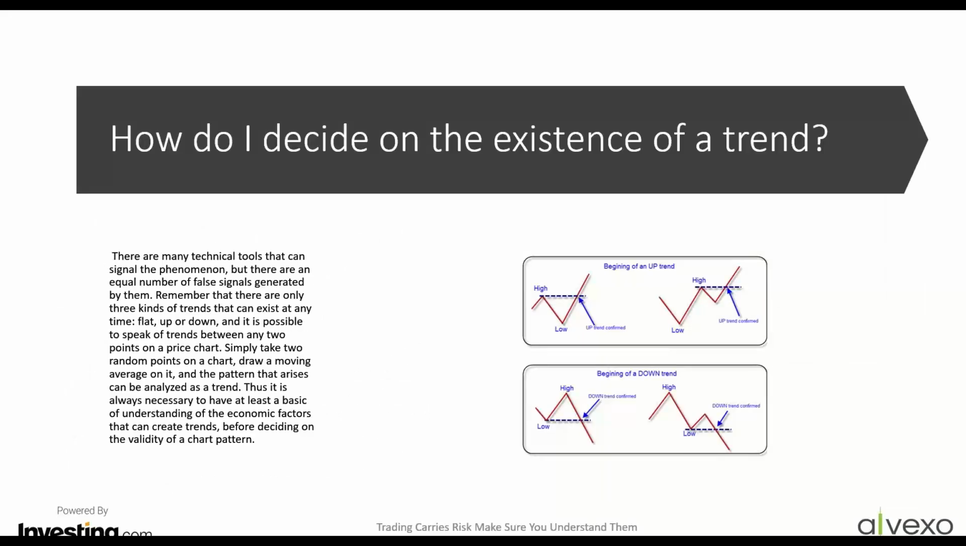So there are many technical tools that can signal the phenomenon, but there are an equal number of false signals generated. So yes, you can use technical tools or technical indicators to tell you a trend is starting. Okay. But with a trend trading strategy, we don't need to be at the beginning of a trend. We need to see that we have this well-developed trend. Thus, it is always necessary to have at least a basic understanding of the economic factors that help create trends before deciding on the validity of a chart pattern.